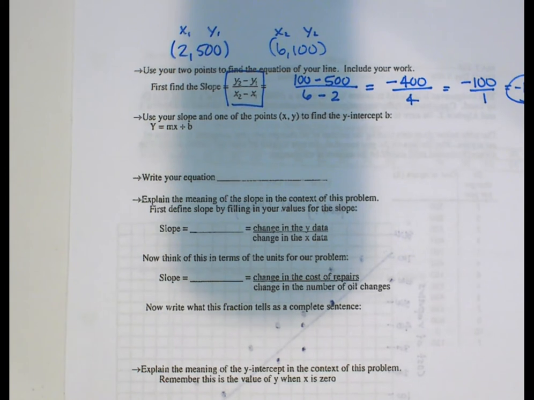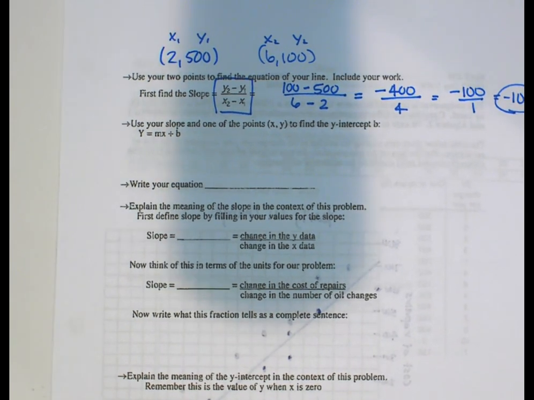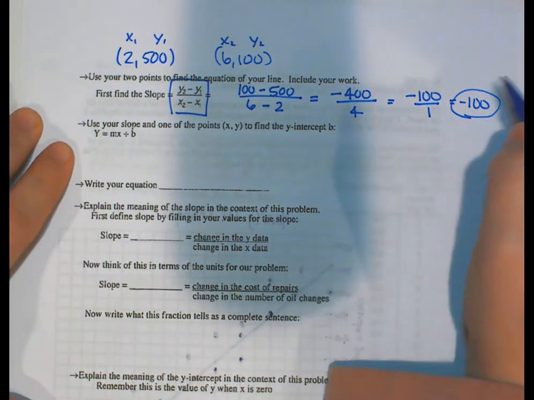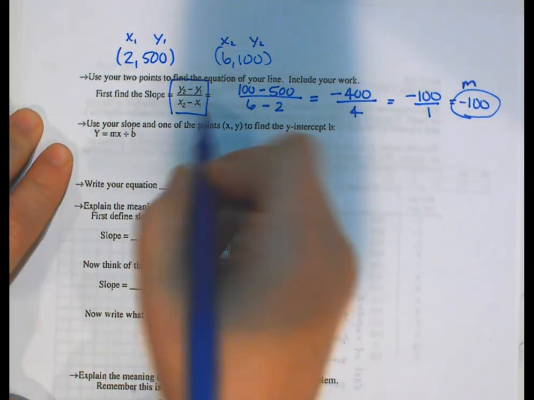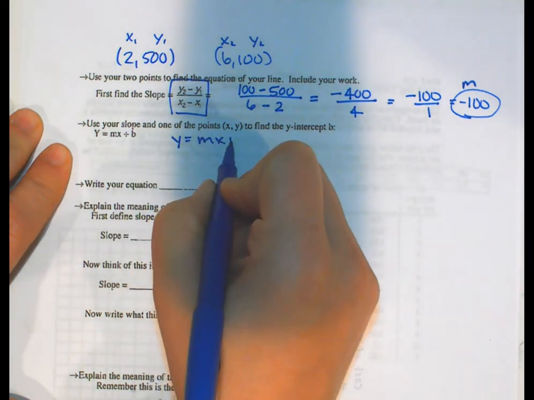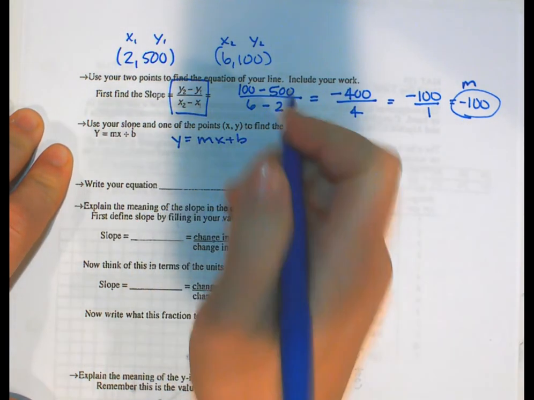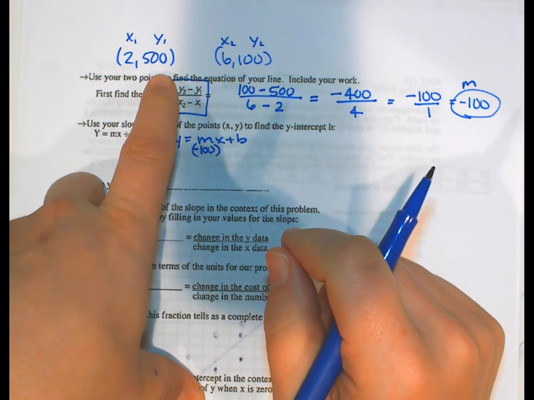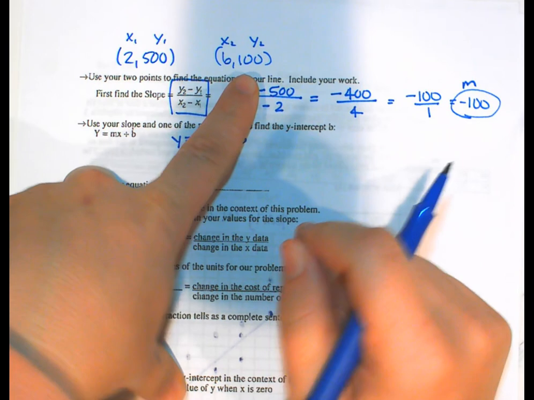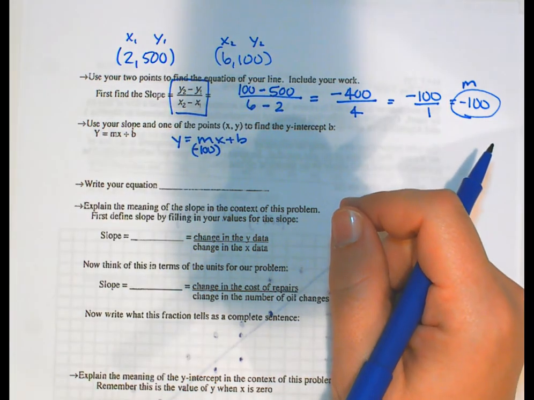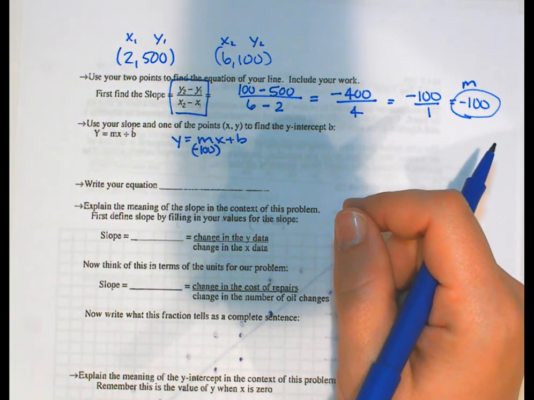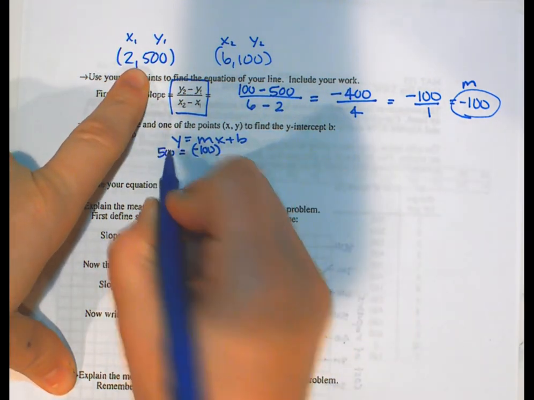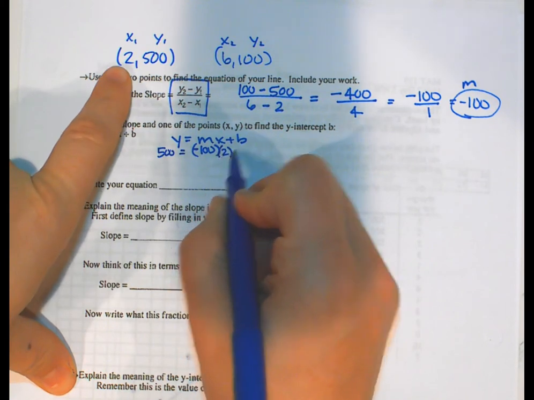So then I'm going to use that slope and one of the points to find the y-intercept. This was the slope that I found, that's the m value. So I have y equals mx plus b as our linear equation. I know that my slope is negative 100. I also know that I have an x and a y here and an x and a y here that I can use. It doesn't matter which one you use. You're going to use one of those to help you find your point. So I'm going to use this one. My y value was 500 and my x value was 2.